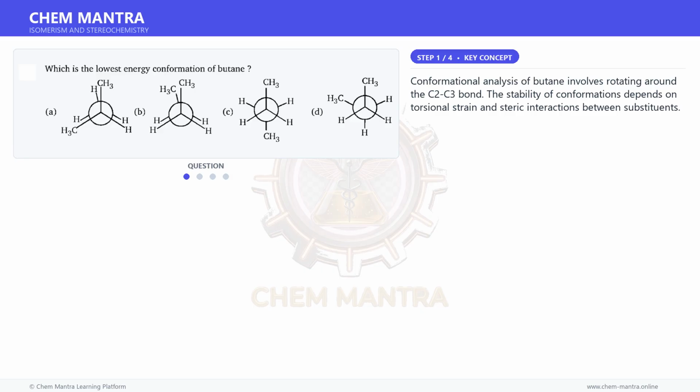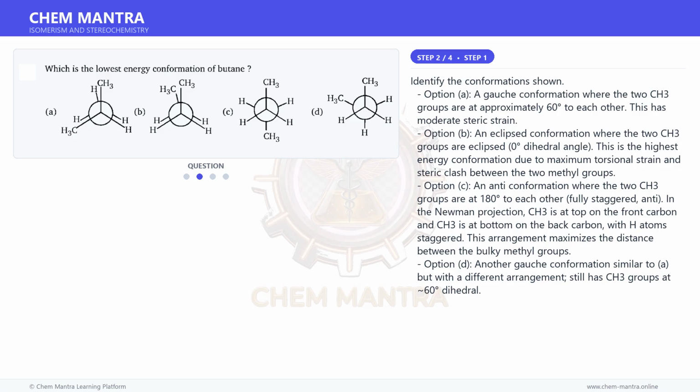Conformational analysis of butane involves rotating around the C2-C3 bond. The stability of conformations depends on torsional strain and steric interactions between substituents. Moving on to the next step.